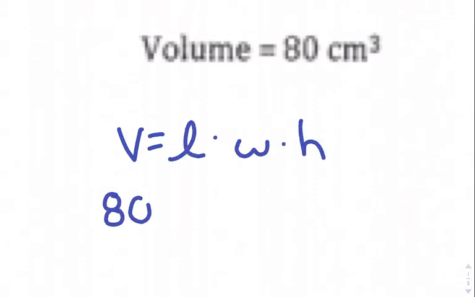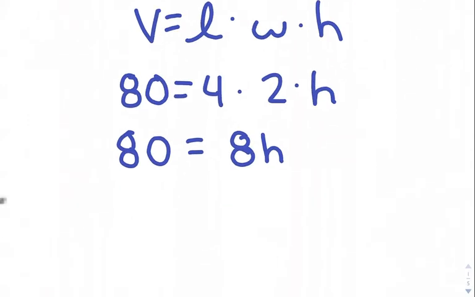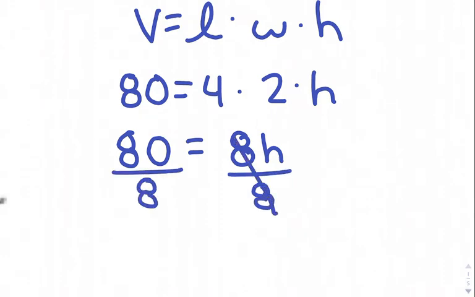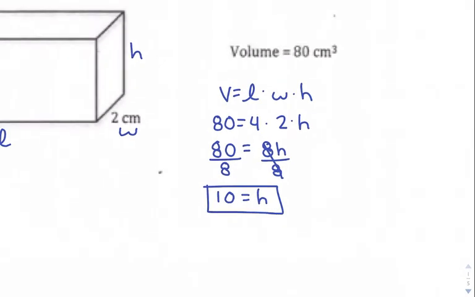The volume is 80. The length is 4. Width is 2 times height. So 4 times 2 would give me 8h. To get h alone, now I divide by 8. And my answer is 10 is my height. So know the formula, solve for your answer.